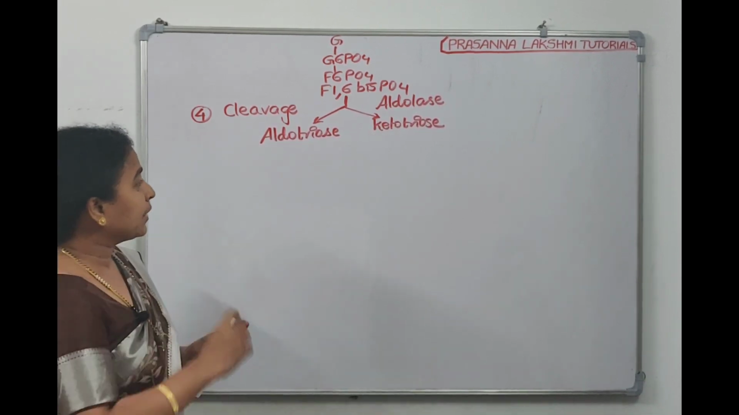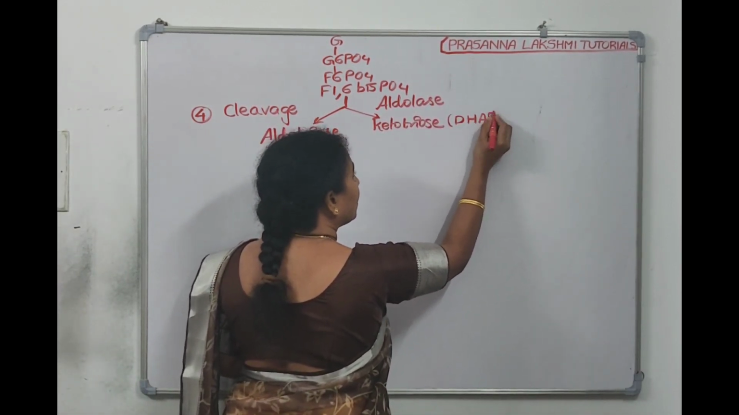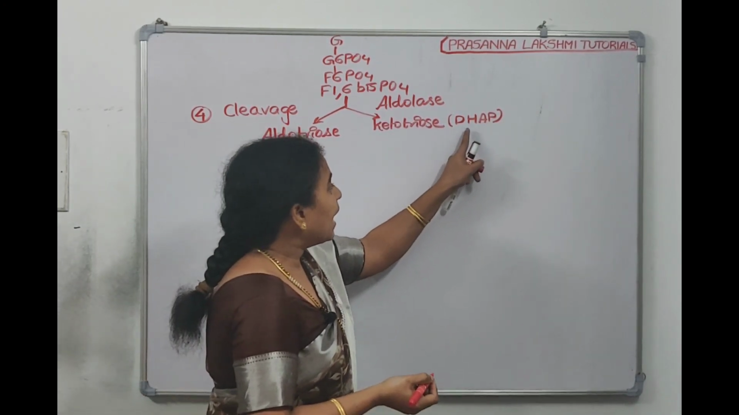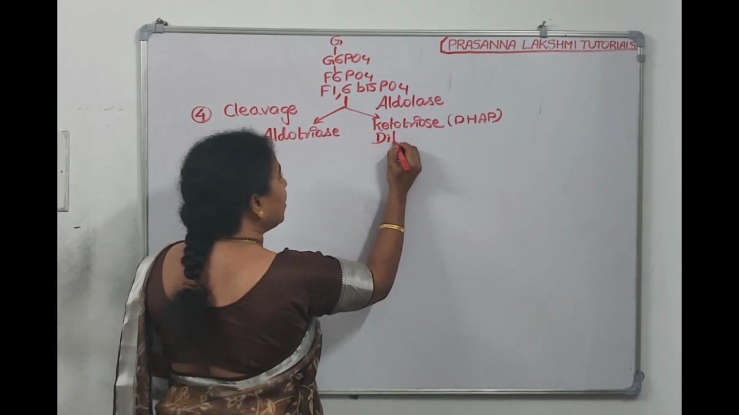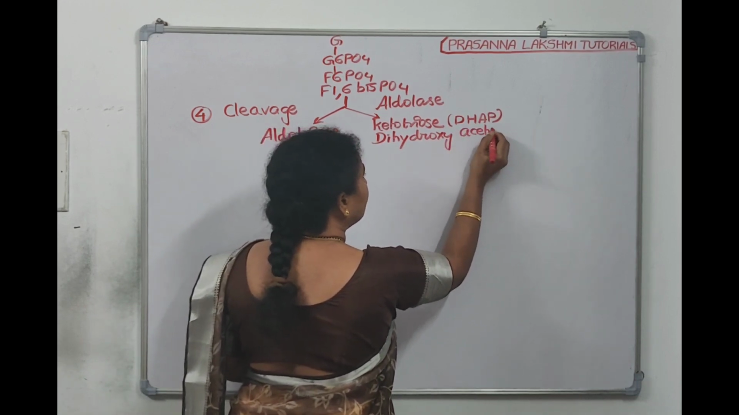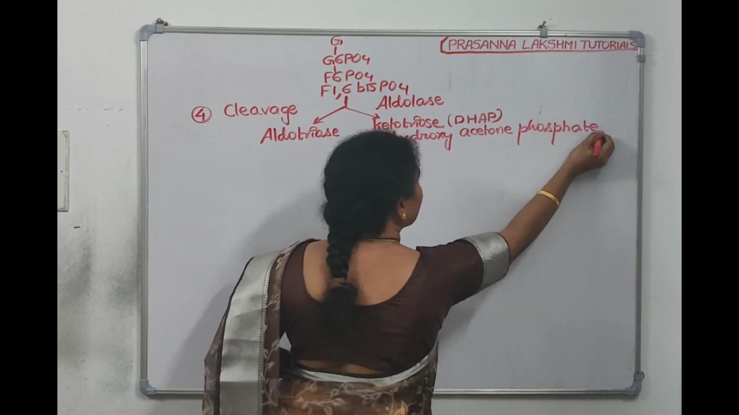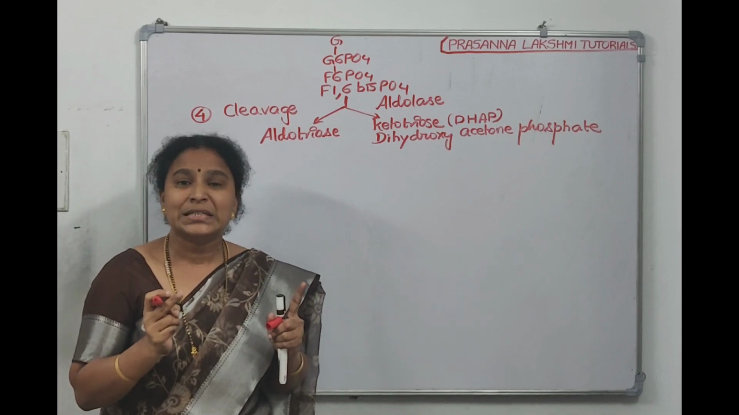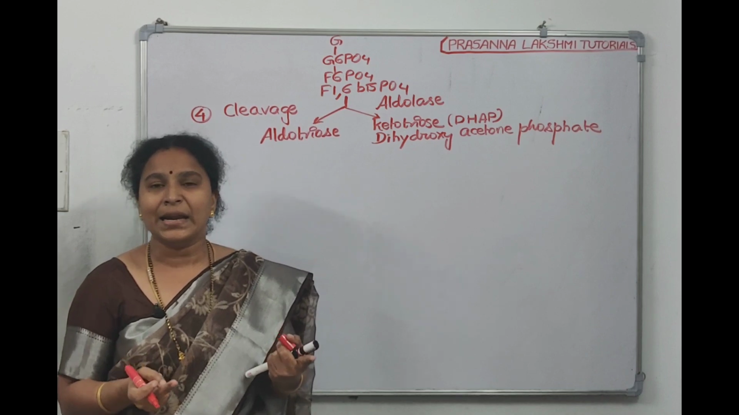The name of the ketotriose is DHAP. The name of the keto sugar is DHAP, dihydroxyacetone phosphate. What is the name of the keto sugar? Dihydroxyacetone phosphate is the name of the keto sugar. Now what is the name of the aldose sugar? We know aldotriose is glyceraldehyde with phosphate at the third place. It is called glyceraldehyde 3-phosphate.